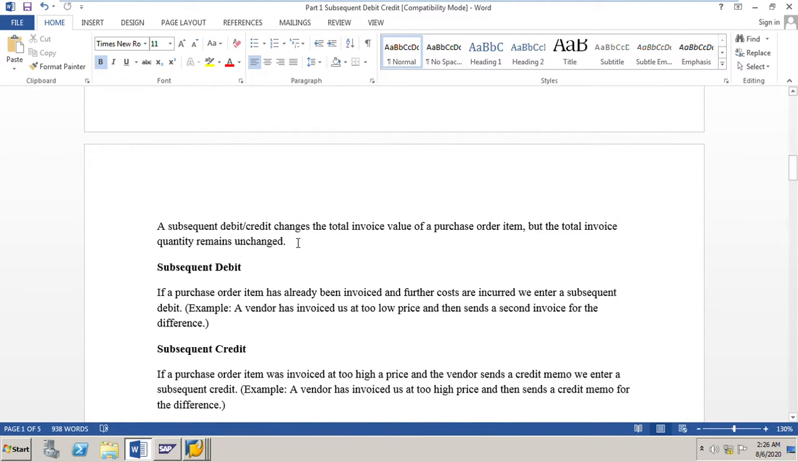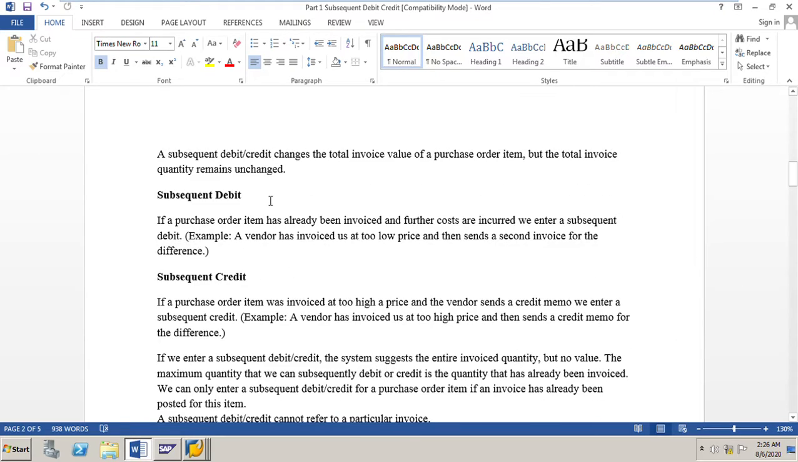A subsequent debit or credit changes the total invoice value of a purchase order item, but the total invoice quantity remains unchanged. It only changes the total value of the PO, but not the total quantity. First, we will see what is a subsequent debit. If a purchase order item has already been invoiced and further costs are incurred, we enter a subsequent debit. Example, a vendor has invoiced us at too low a price and then sends a second invoice for the difference.